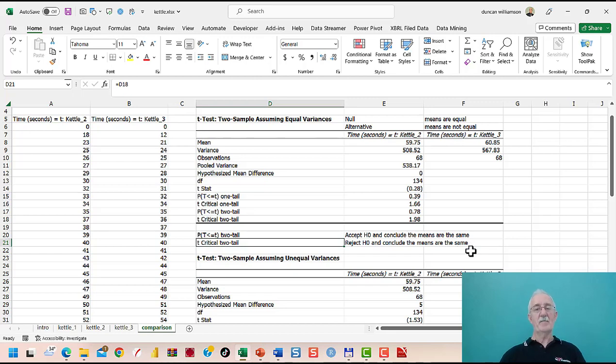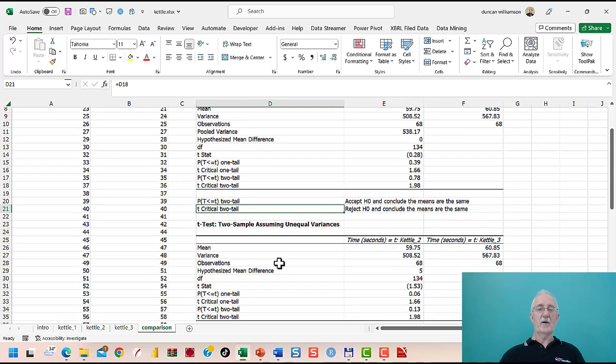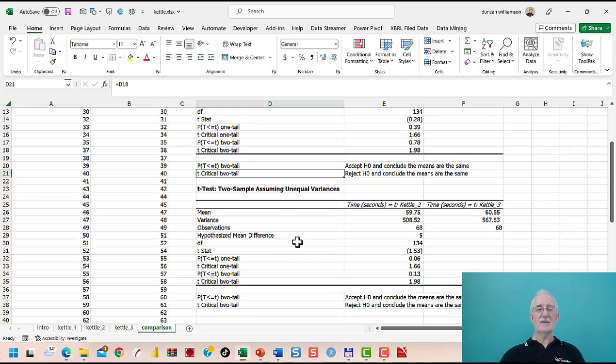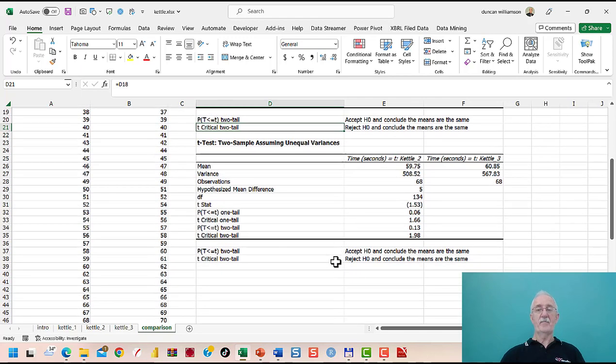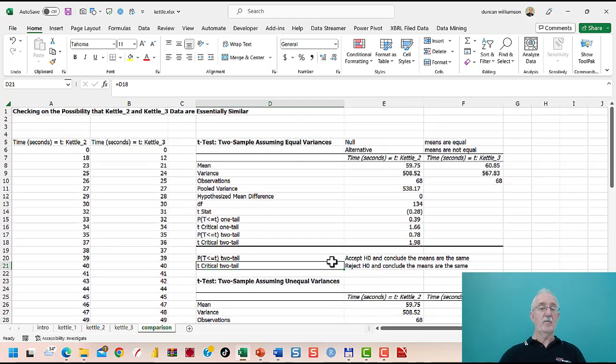Different test, same answer. I did one as well, assuming unequal variances. I hypothesized that the mean difference would be 5, but in the end I got the same answer, that the means are the same. Okay, there we go. Well, that's what I did. You boil a kettle and you get all this out of it.